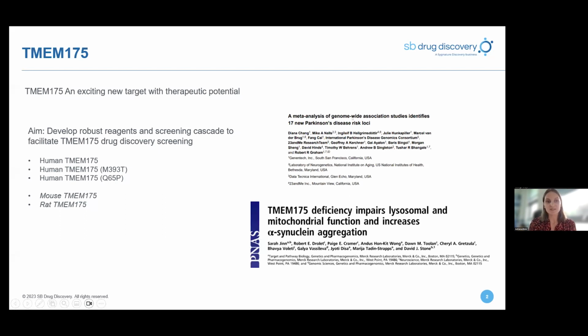So I think it's needless to introduce TMM 175. It is an exciting new target with therapeutic potential. And here at SB, our aim is to develop robust reagents and screening cascades to facilitate TMM 175 drug discovery screening. For that, we have a few cell lines prepared with wild type human TMM 175, as well as two variants, loss of function and gain of function, and on the way, mouse and rat orthologs of TMM.